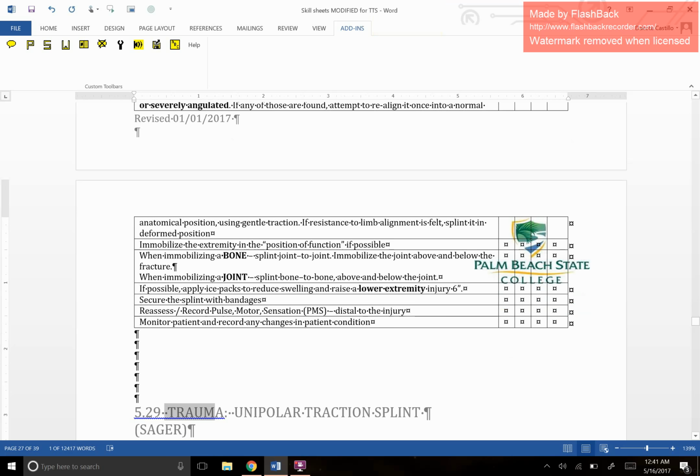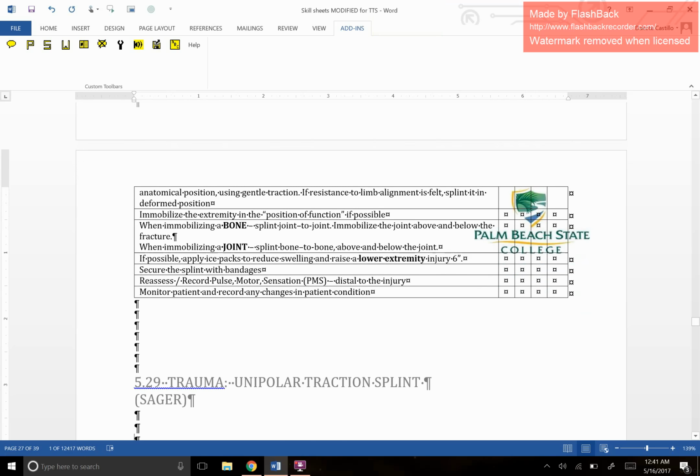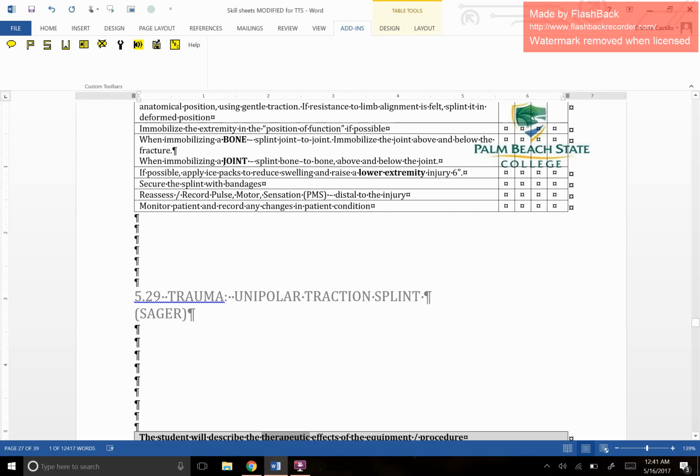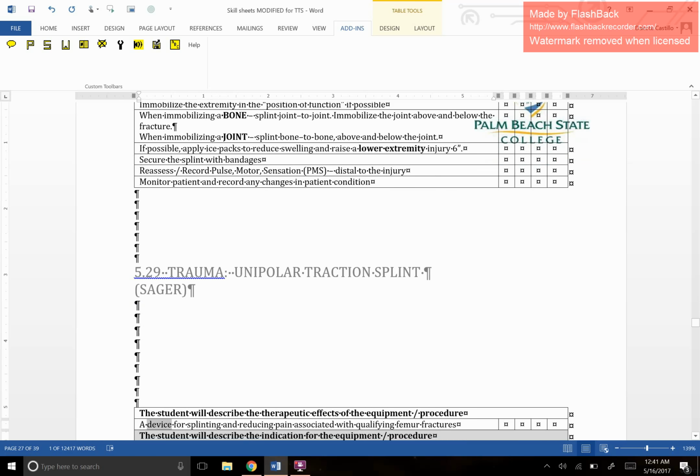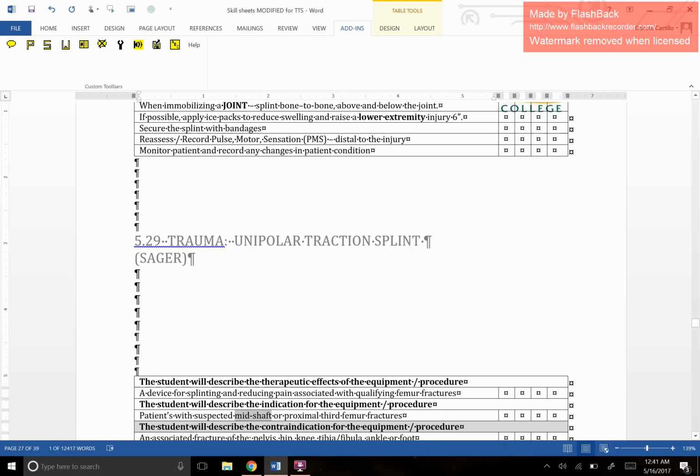5.29 Trauma, unipolar traction splint, Sager. The student will describe the therapeutic effects of the equipment/procedure. A device for splinting and reducing pain associated with qualifying femur fractures. The student will describe the indication for the equipment/procedure. Patients with suspected midshaft or proximal third femur fractures.